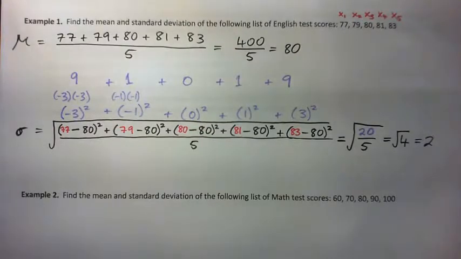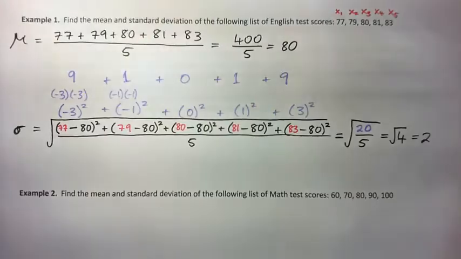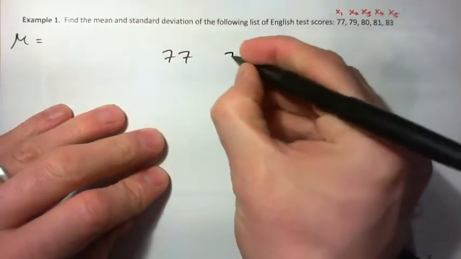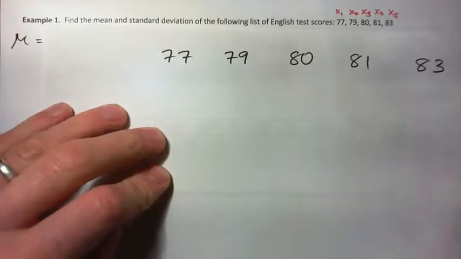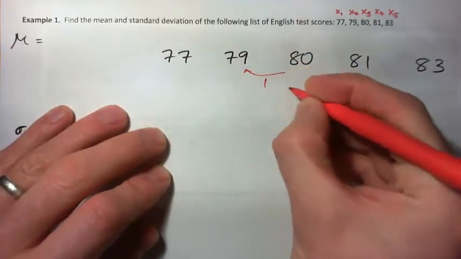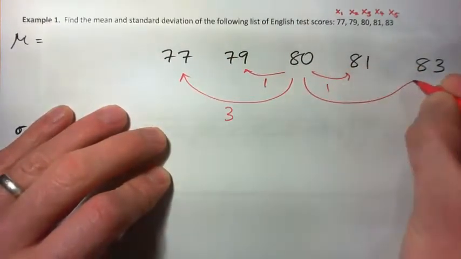We'll go on to the next problem, I guess. But before we go, there's just one thing I can't resist talking about, which is, why did we have to use that formula? If we're just measuring the average spread, if you looked at those numbers, 77, 79, 80, 81, 83, this number is a distance of 1, this number is a distance of 3, this number is a distance of 1, and this number is a distance of 3, right?